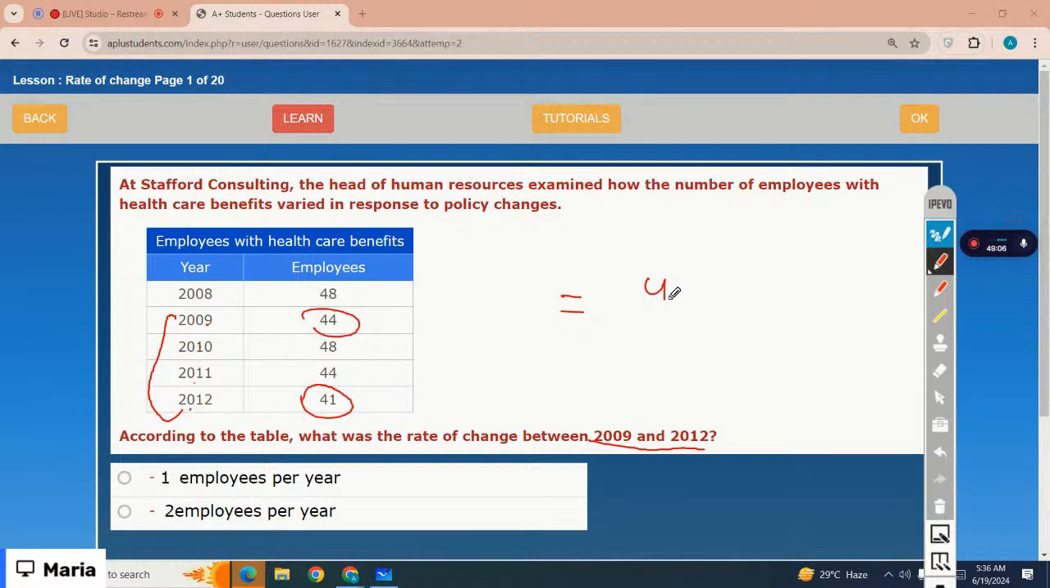Change in value is 41 minus 44, and that is negative 3, and negative 3 over 3 is negative 1. So that would be negative 1 employee per year. The correct option is negative 1 employee per year, right? Option number 1 is the correct option.